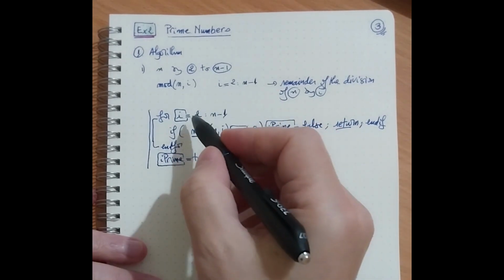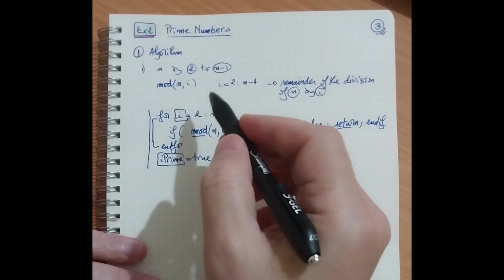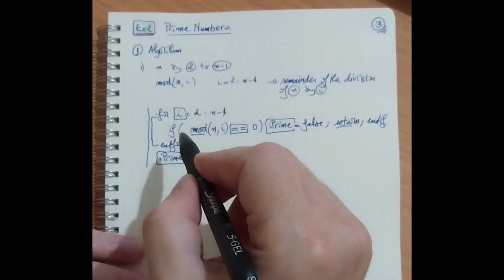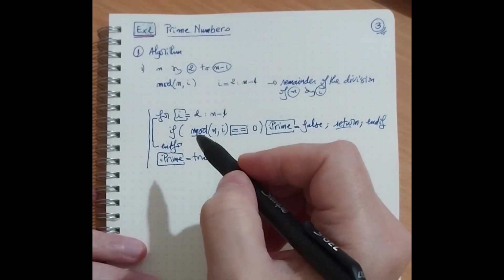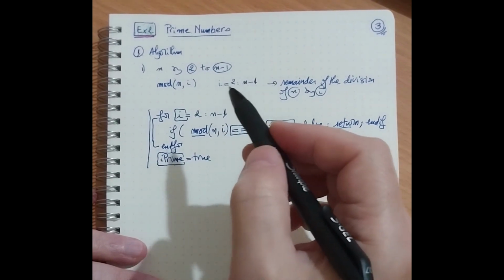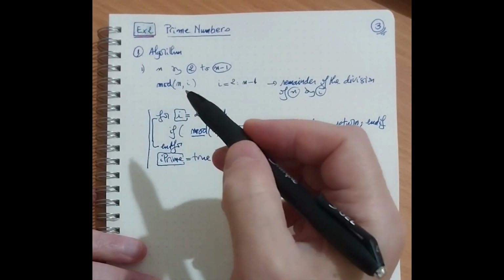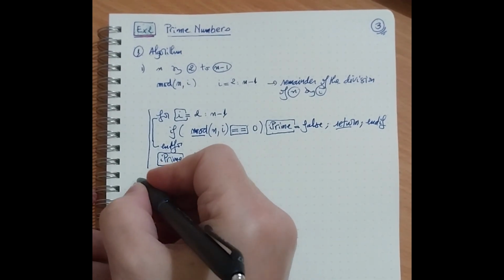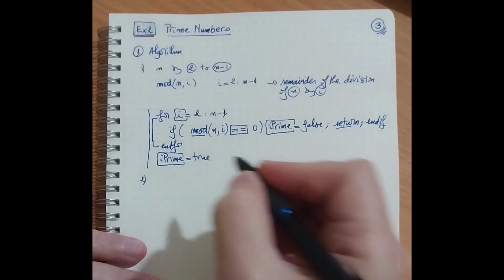But this is not efficient, of course. We do not actually have to cross all the integers between 2 and n minus 1, all the integers that are smaller than n and greater than 1. There is another algorithm, another version, well known actually.